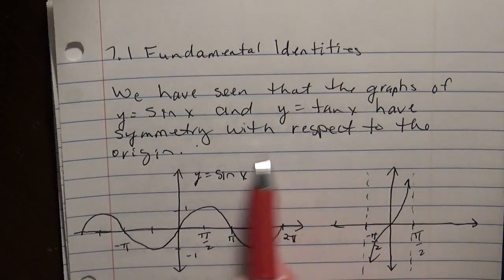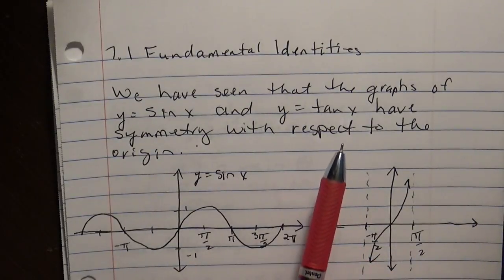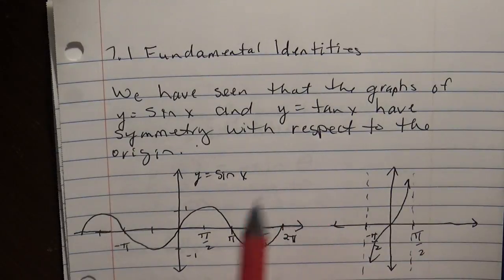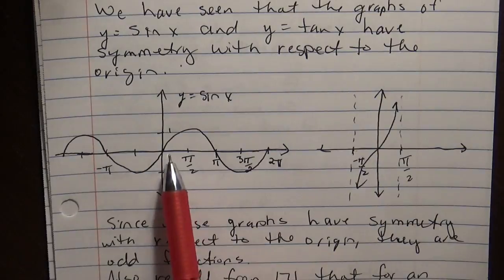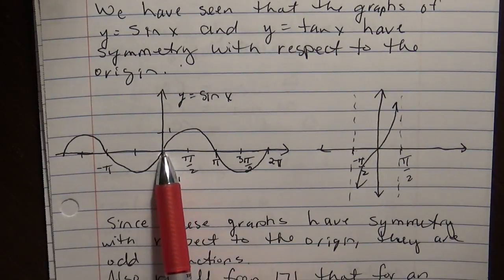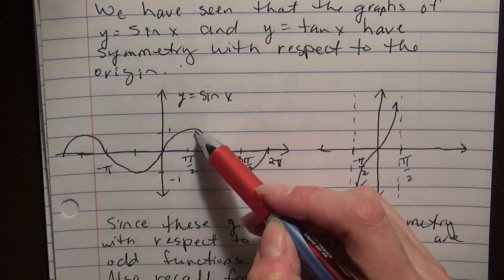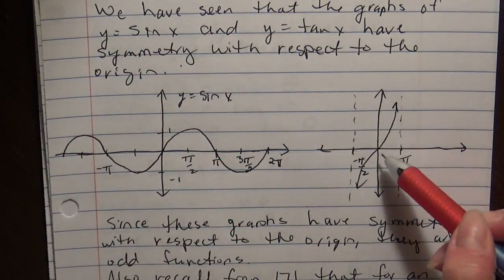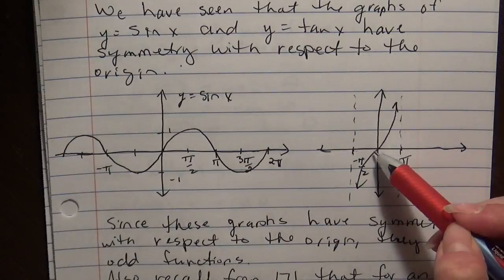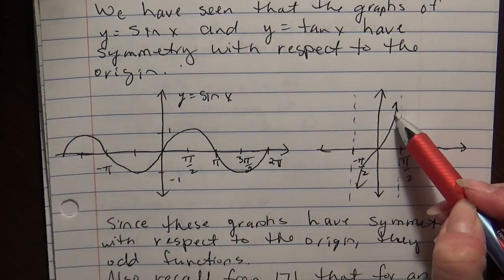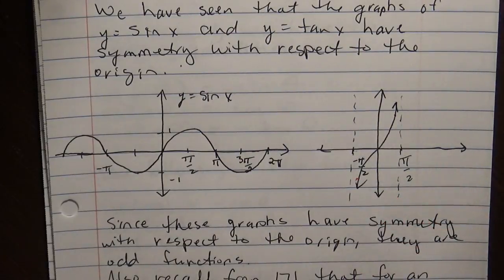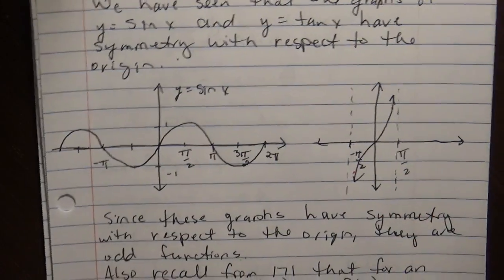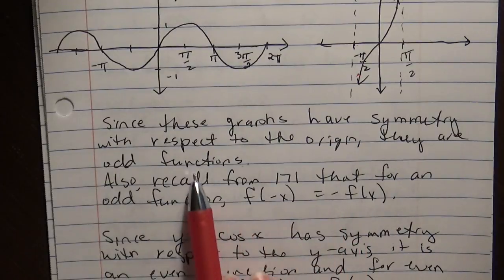We have seen that the graphs of sine x and tan x have symmetry with respect to the origin. Okay, so here's the graph of sine x. Symmetry with respect to the origin just means that if you have a point up here, it's going to have a twin down here, the same distance from the origin. Tangent is the same. Any point that you have up here on your graph will have a mirror image down here in quadrant 2. Since these graphs have symmetry with respect to the origin, we say that they are odd functions.